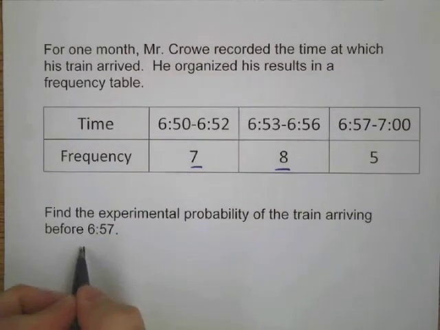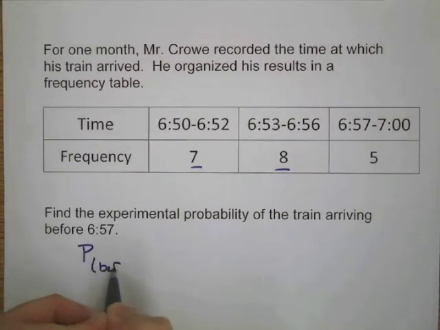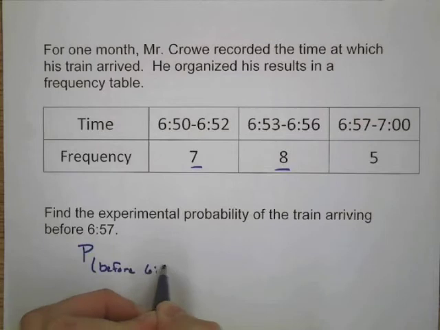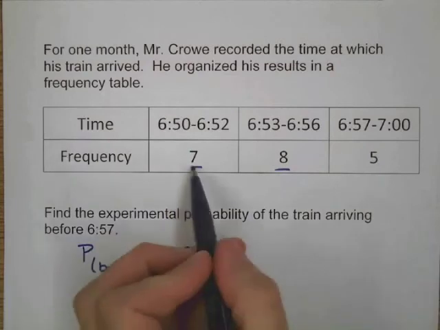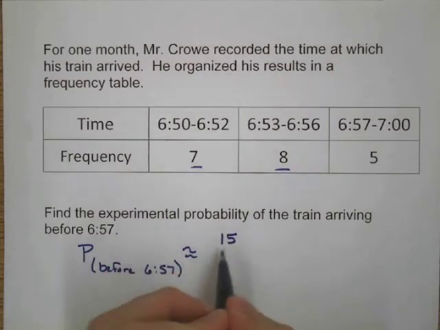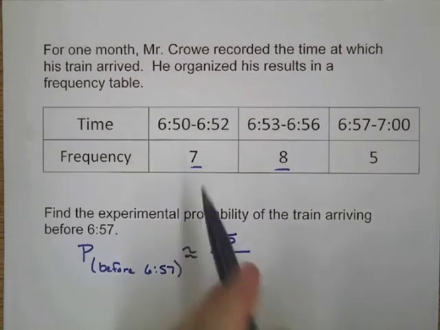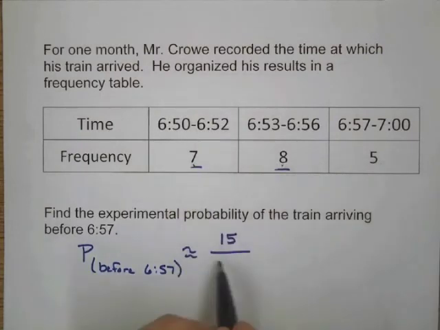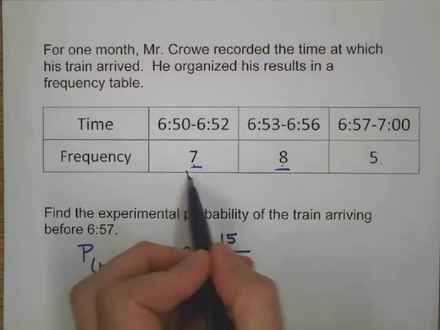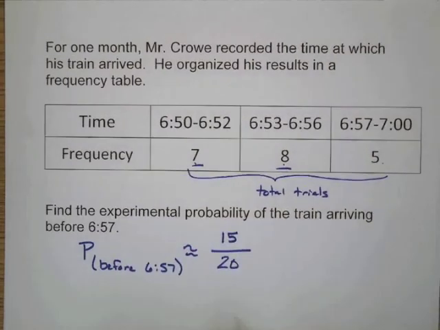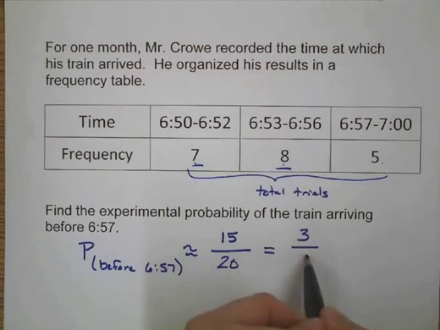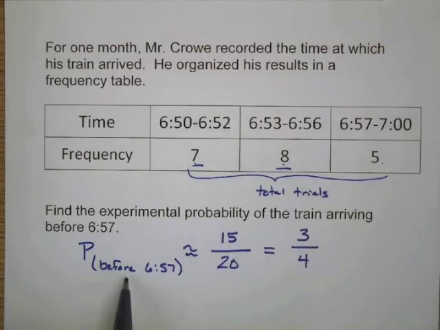So we would say that the probability of arriving before 6:57 is the number of times that event happened, which would be 7 plus 8, which is 15, out of the total number of trials, which is still 7 plus 8 plus 5, which would be 20 times. So this would be the total number of trials. And 15 out of 20, we can simplify to 3 out of 4. So our probability of the train arriving before 6:57 is 3 out of 4 times.